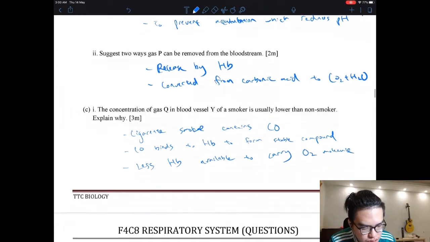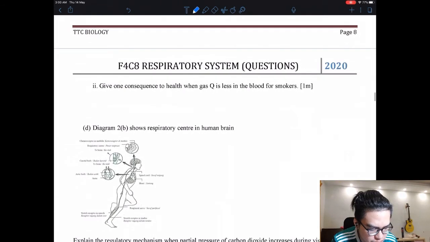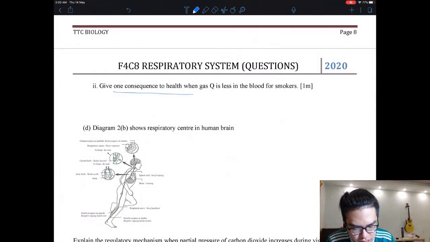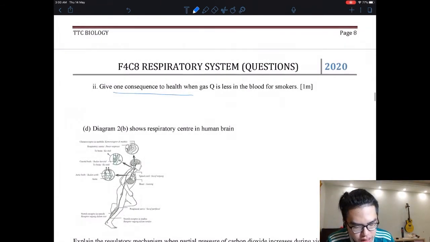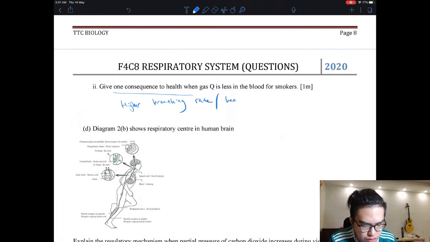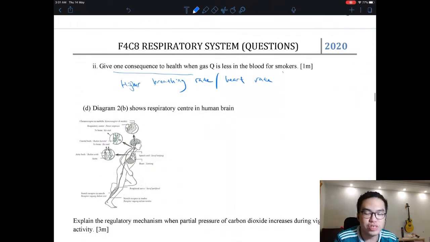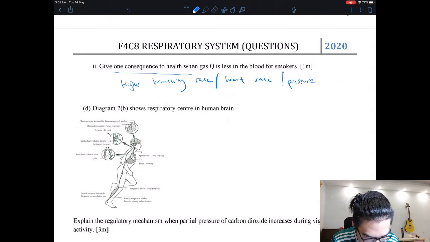Give one consequence to health when gas Q is less in blood for smoker. You can say, like I said just now, higher breathing rate, or heart rate. Okay, so, or even high blood pressure is accepted, because I need to pump faster, of course the pressure is higher.